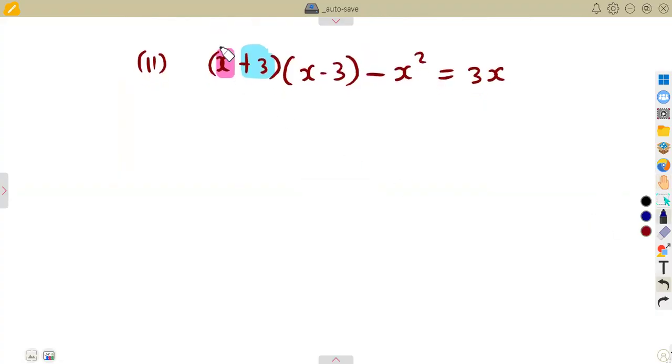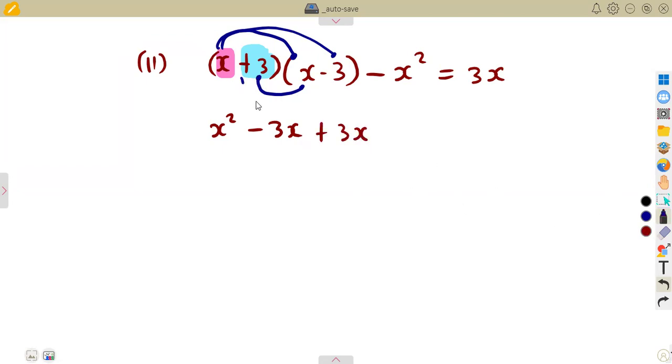Just let x multiply everything in the second bracket. x multiplies with x, that is going to be x squared. x multiplies with the last term, which is the minus 3 at the end there. So it's x and minus 3, which is minus 3x. You move on to the inner part, which is the positive 3 and the x. You're done with x, you move on to positive 3. So positive 3 times x is going to be positive 3x. Then we've got positive 3 and a minus 3. So 3 times minus 3 is a negative 9.